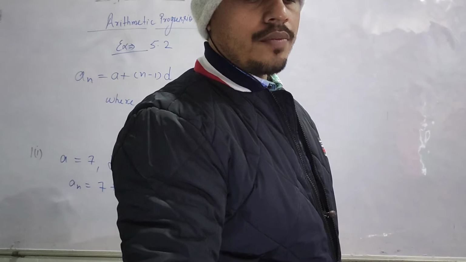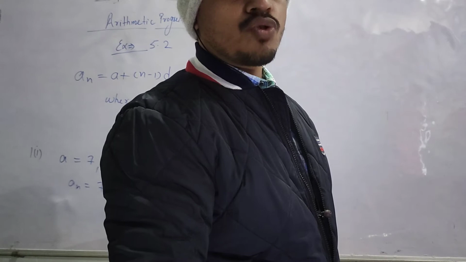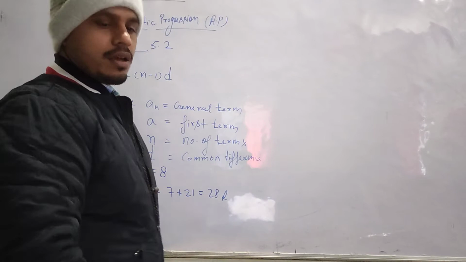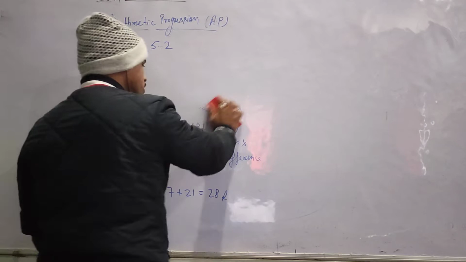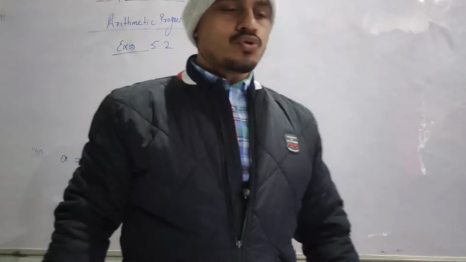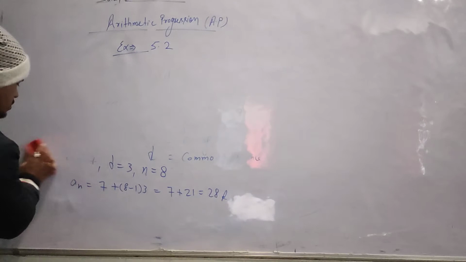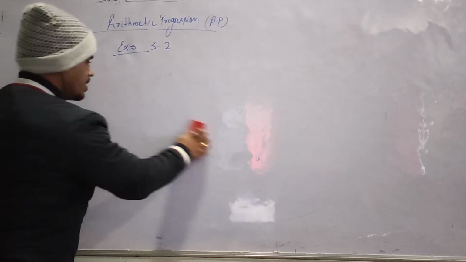Now I move to question number 2. Choose the correct choice in the following objective questions. The question is given; you can note it down or take a screenshot and note it down after class. This is an objective type question. If you have to find the 30th term of the AP, then in place of n you put 30.